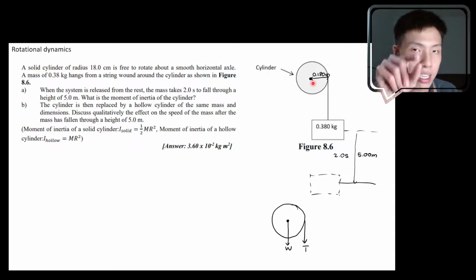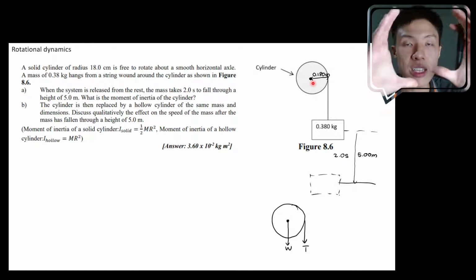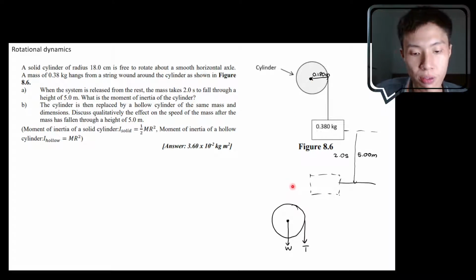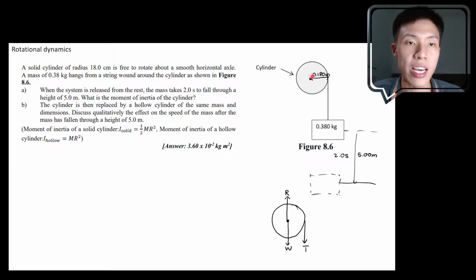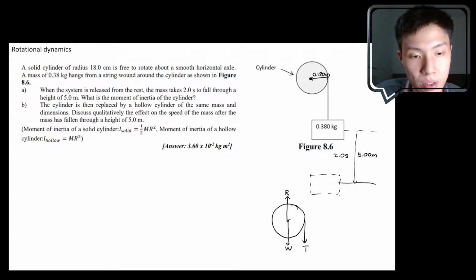That means the axle must exert a force in the opposite direction, which is pointing upwards. So the axle exerts a force pointing upwards to prevent the cylinder from falling downwards. Therefore, you should expect a reaction force pointing upwards. And this reaction force is exerted by the axle on the cylinder. Okay, so we have asked ourselves 5 questions. So this is the free body diagram for our cylinder. But of course, it is incomplete until we label the distance over here. So this distance over here is 0.180 meter.